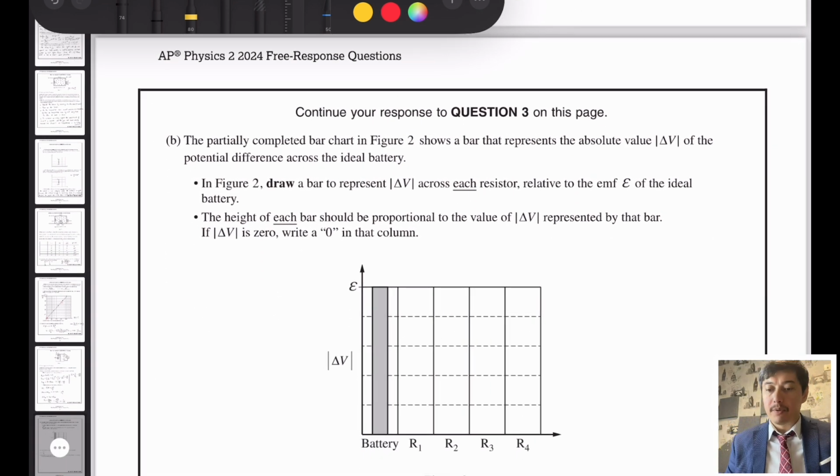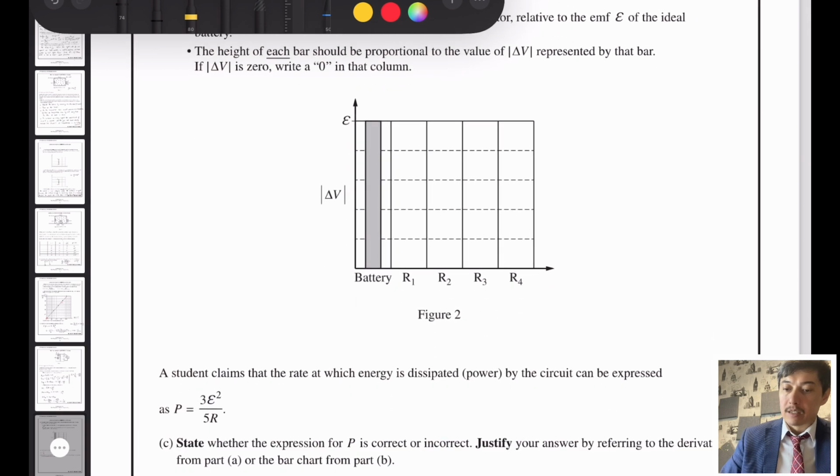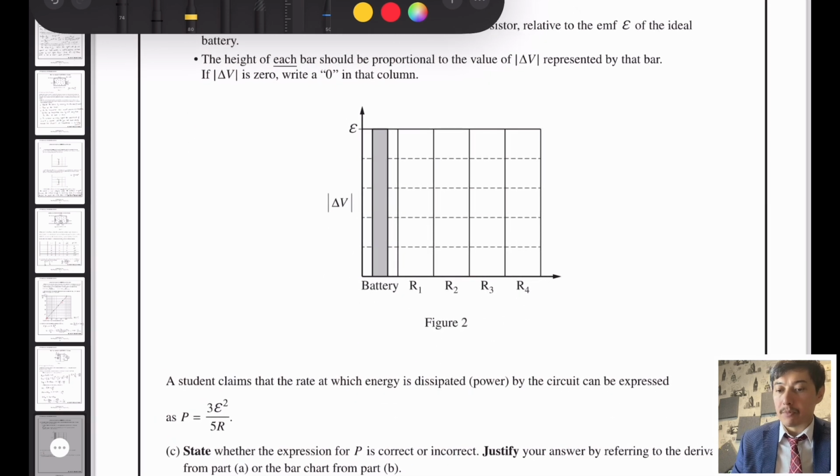Next, Part B. The partially completed bar chart in figure 2 shows a bar that represents the absolute value delta V of the potential difference across the ideal battery. In figure 2, draw a bar to represent delta V across each resistor relative to the EMF epsilon of the ideal battery. The height of each bar should be proportional to the value of delta V represented by that bar.